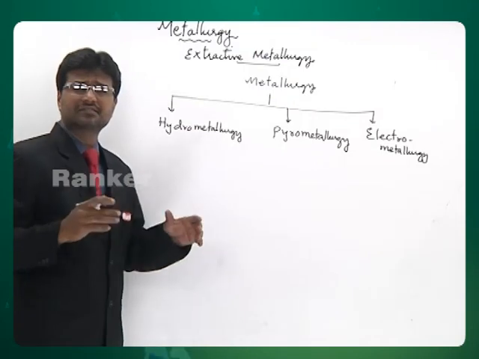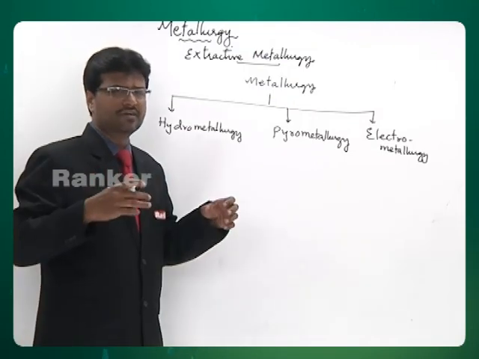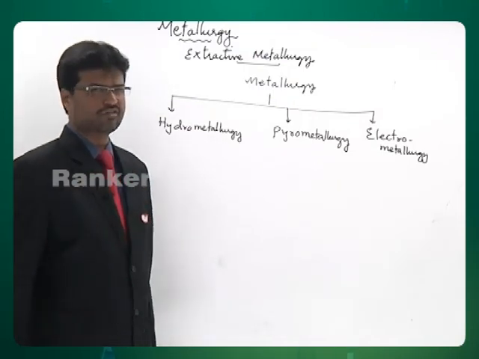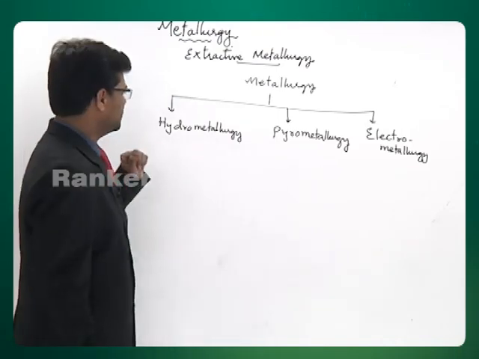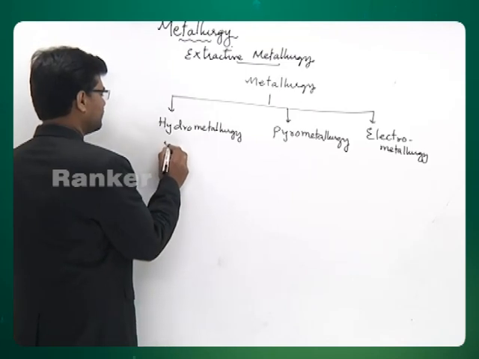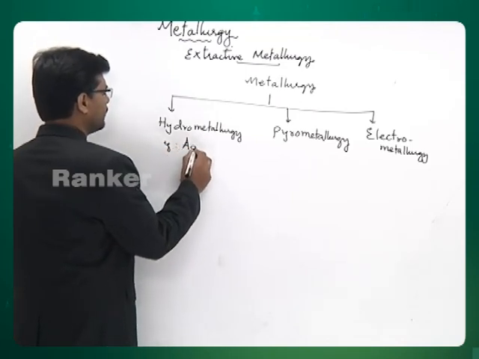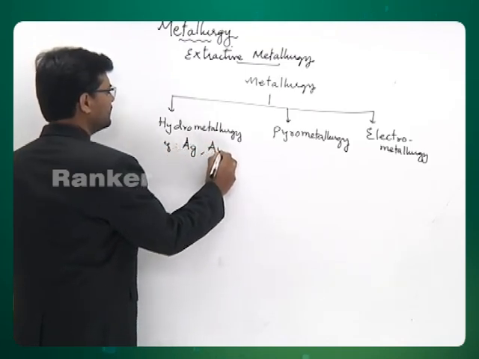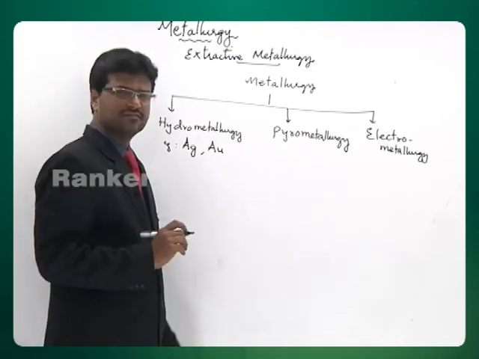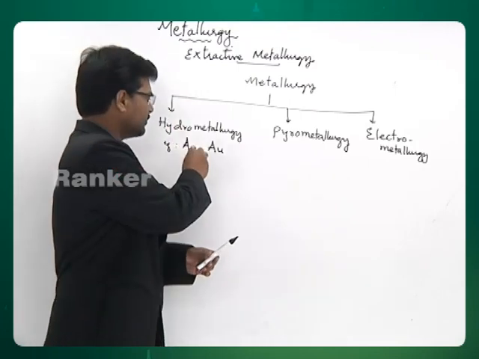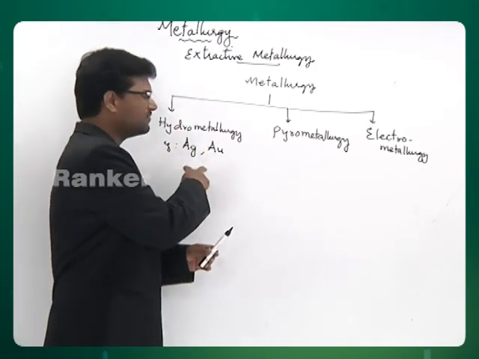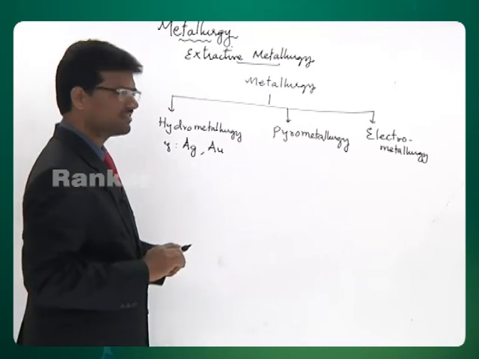In hydrometallurgy, we extract metal from aqueous solution by metal displacement reaction. We put more active metal and the less active metal comes out. Here we have two important cases to discuss: silver and gold. These two metals we are going to extract by what is called as hydrometallurgy. You will learn about details about what is hydrometallurgy and how these metals are extracted in the next section.